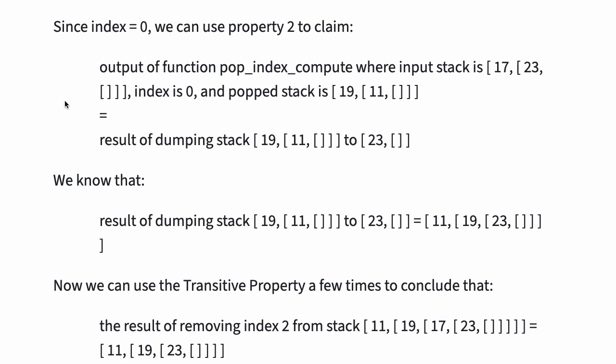Since index is 0, we can now use property 2 to claim that the output of this function, where the input stack is 17, 23, index is 0, and pop stack is 19, 11, is equal to the result of dumping stack 19, 11 to stack 23. Well, we know that this is equal to the stack 11, 19, 23. Now we can use the transitive property a few times to conclude that the result of removing index 2 from stack 11, 19, 17, 23 is equal to the stack 11, 19, 23.